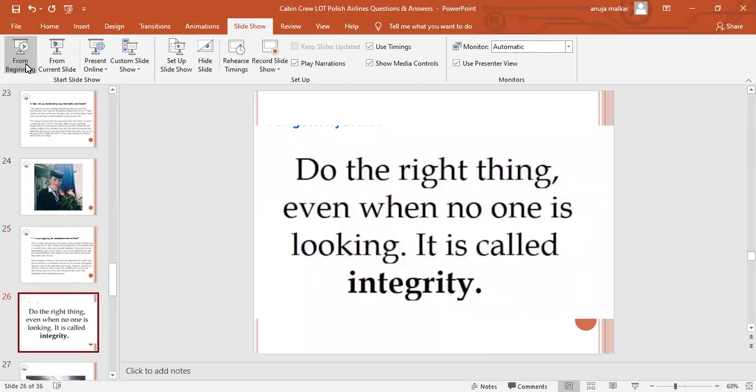Yes, so this is another interesting quote. Do the right things even when no one is looking. It is called integrity. Like I can give you an example. You were just walking on the street and you find a note of 100 rupees lying there, and the street is completely empty, there's no one there. So you can just pick up that note of 100 rupees, put it in your pocket and walk away, because no one is seeing us.